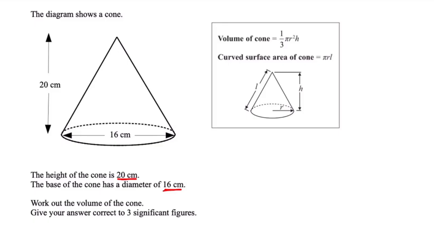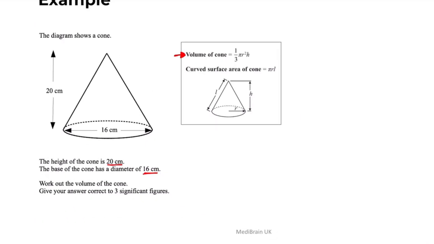If we want to answer this question and work out the volume of the cone, we're going to have to use this formula over here, the volume of the cone. It's already written down for us, but I'm going to write it down. So we've got a third pi r squared h. That's the formula to work out the volume of the cone. So we have a third times pi times r squared.